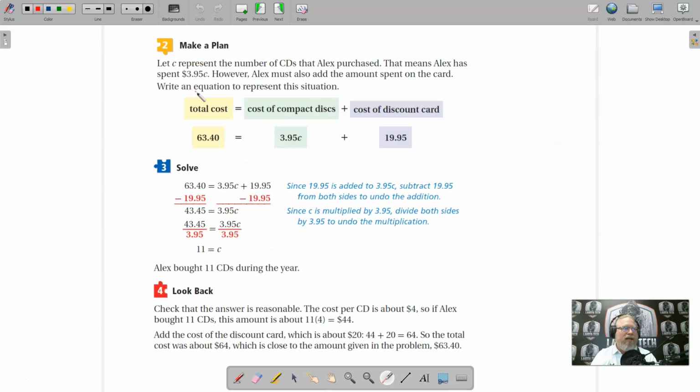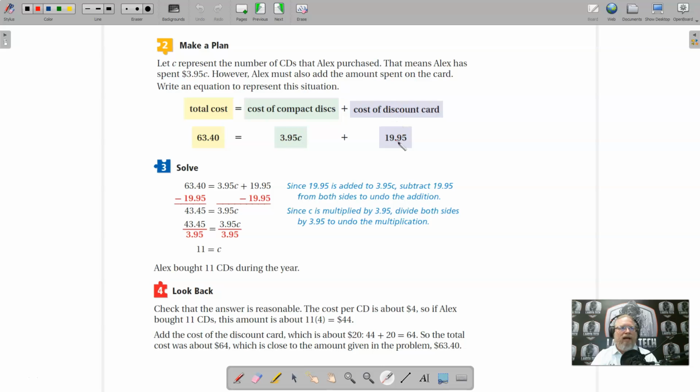So how would we set that up? Well, our total cost is going to be equal to the cost of the compact discs plus the cost of the discount card. So we know that the total cost of the CDs is going to be $3.95 times C, because each one of them is $3.95. Every time we buy one, it's repeated addition, which is multiplication. So we need to multiply by however many CDs she got. So let's take the total cost that we know, which is $63.40. The cost of the compact disc was $3.95, so that's $3.95 times C.